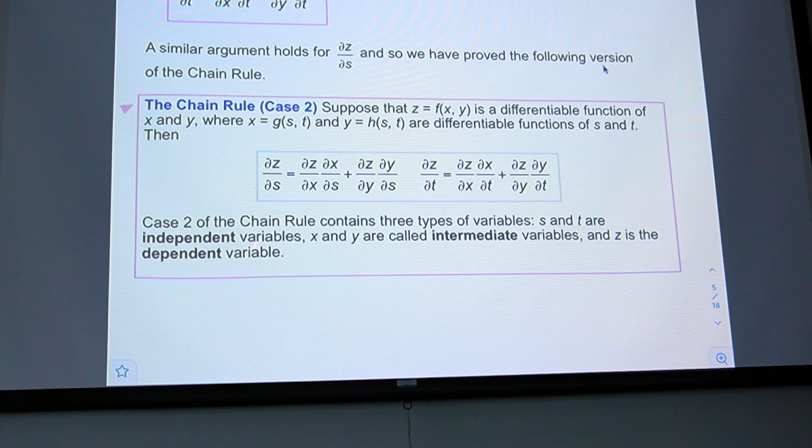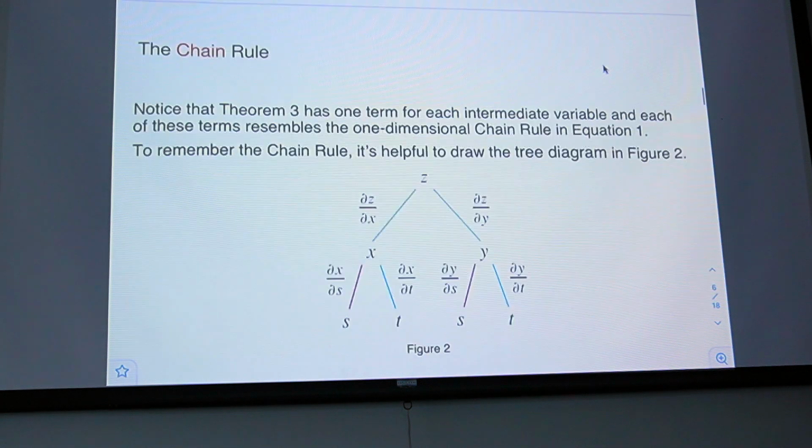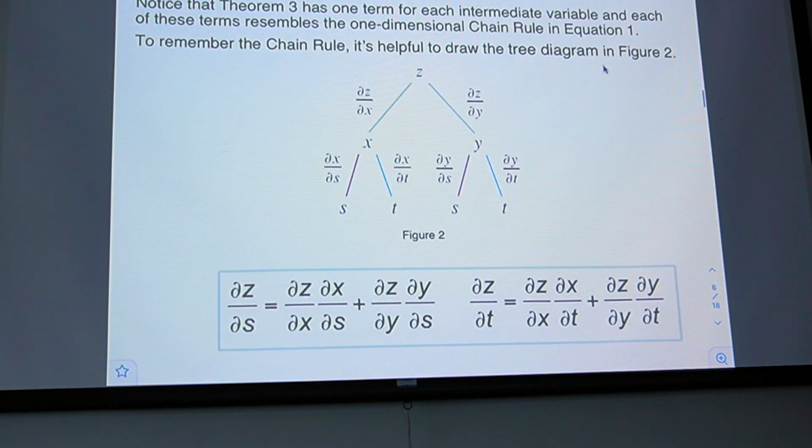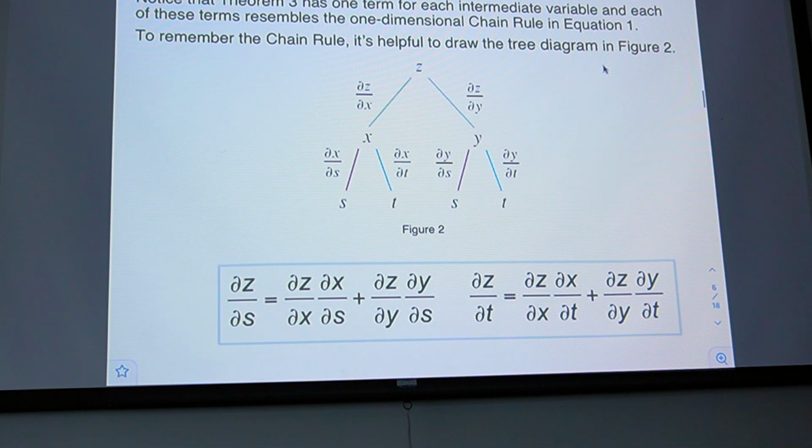And then Z here is a dependent variable, okay? So there are three types of variables here. Maybe we should look at a diagram to help us. So the z here is a differentiable function of x and y. X and y are differentiable functions of s and t.